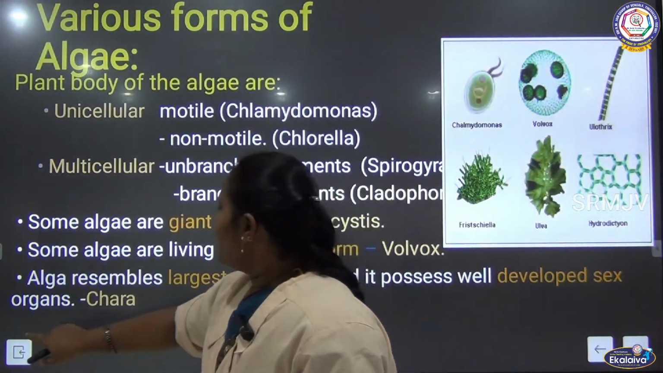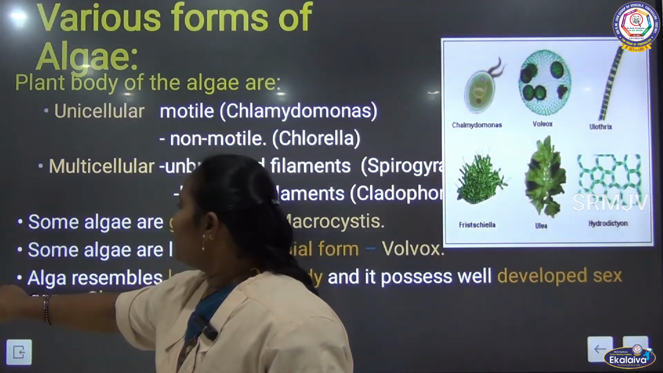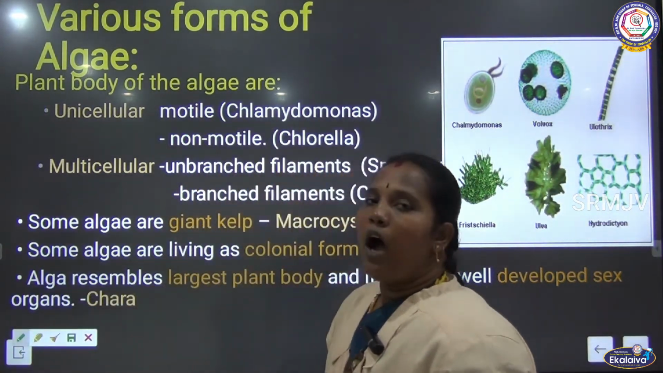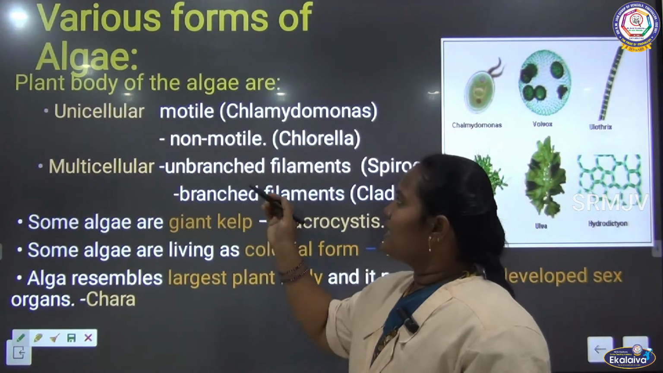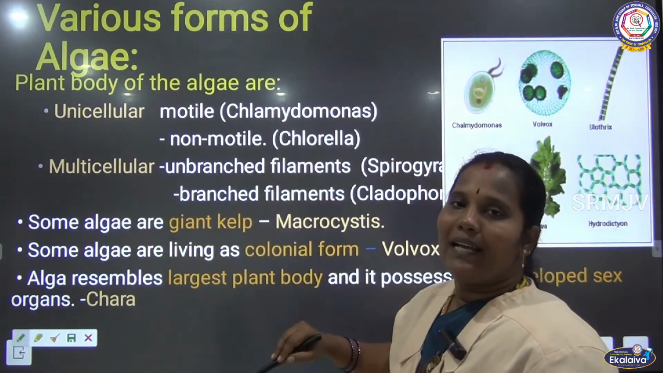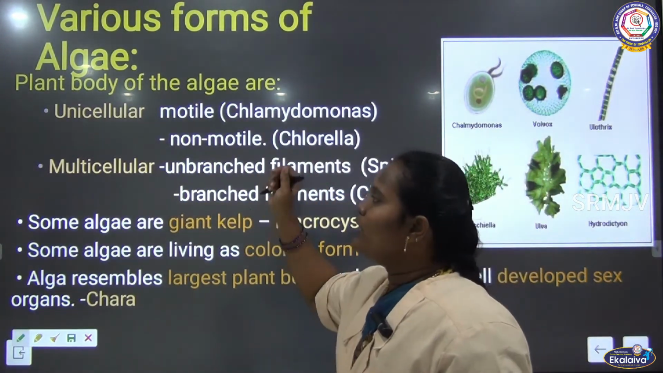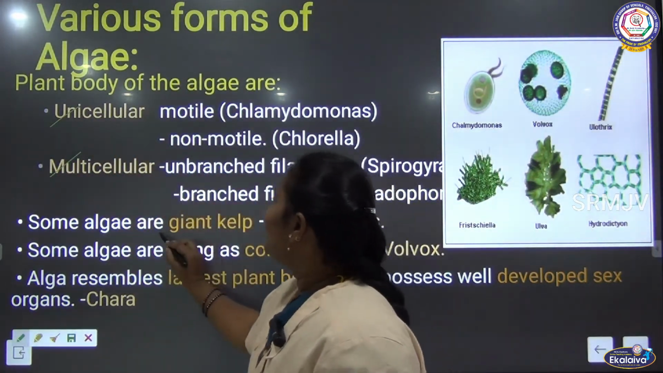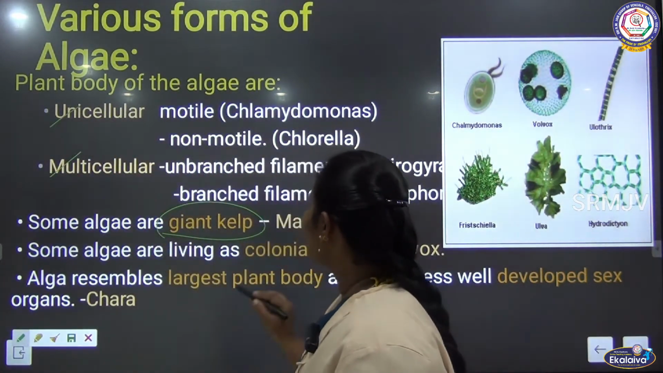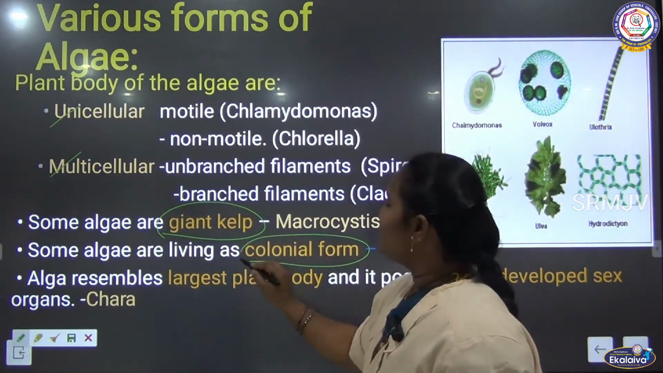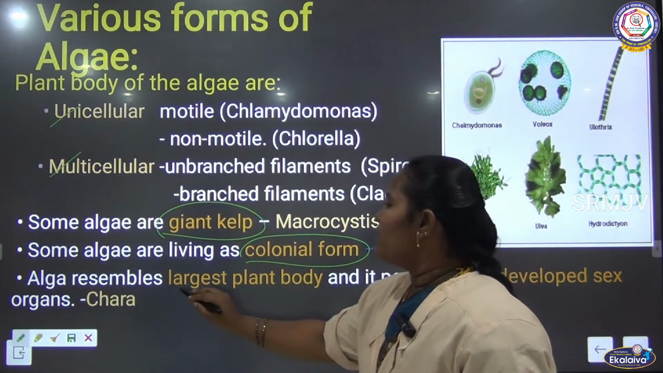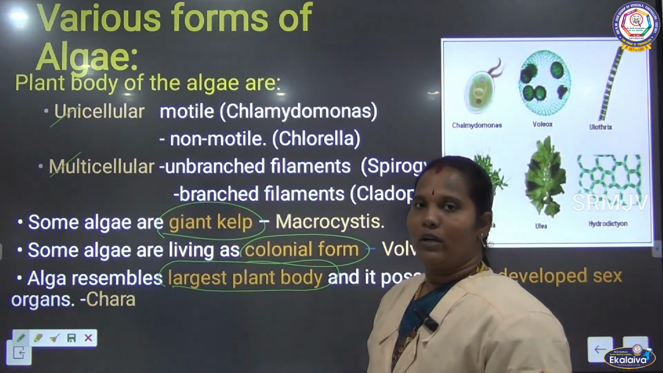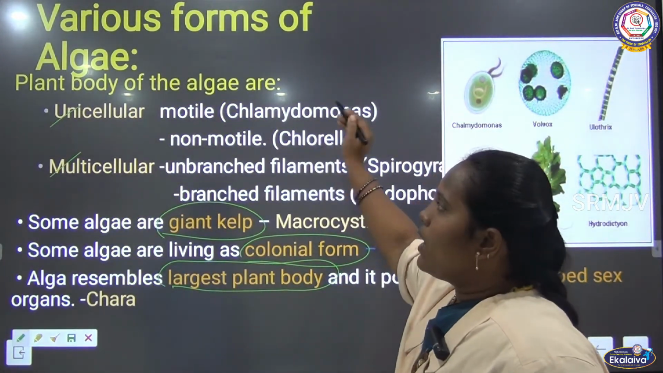Next one, various forms of algae. Here we have to see what the forms of algae are. The plant body of algae may be unicellular or multicellular, some make a colonial form, and some have a large plant body like a big tree. So, these are the various forms of algae.